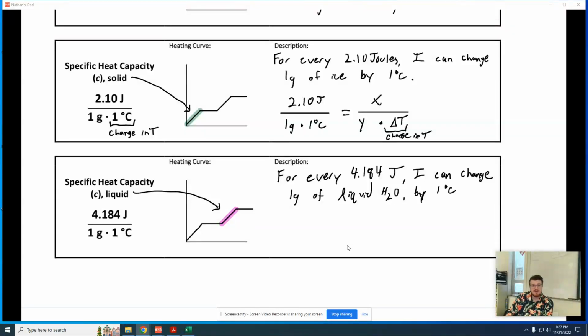If I want to set up and use this constant for a ratio, I would say 4.184 joules of energy are required to change 1 gram by exactly 1 degree Celsius. On the other side of this proportion, I could plug in a value for the energy if I know it, a value for the mass if I know that, or a value for the change in temperature.